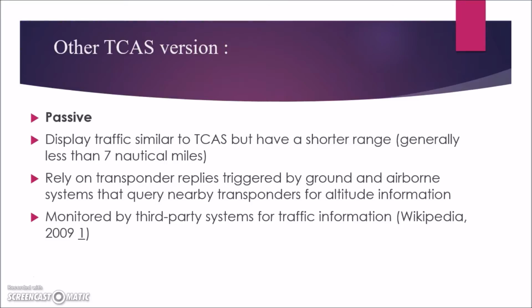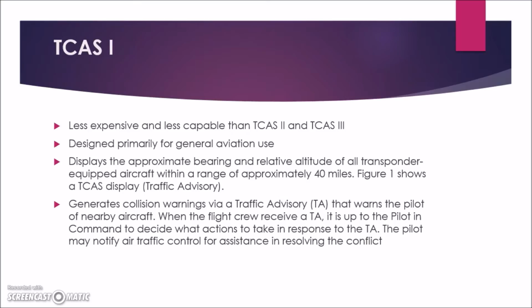For the other TCAS versions, first of all is passive. Passive displays traffic similar to TCAS but has a shorter range. It relies on transponder replies triggered by ground and airborne systems that query nearby transponders for altitude information, monitored by a third-party system for traffic information. TCAS 1 is less expensive and less capable than TCAS 2 and TCAS 3.